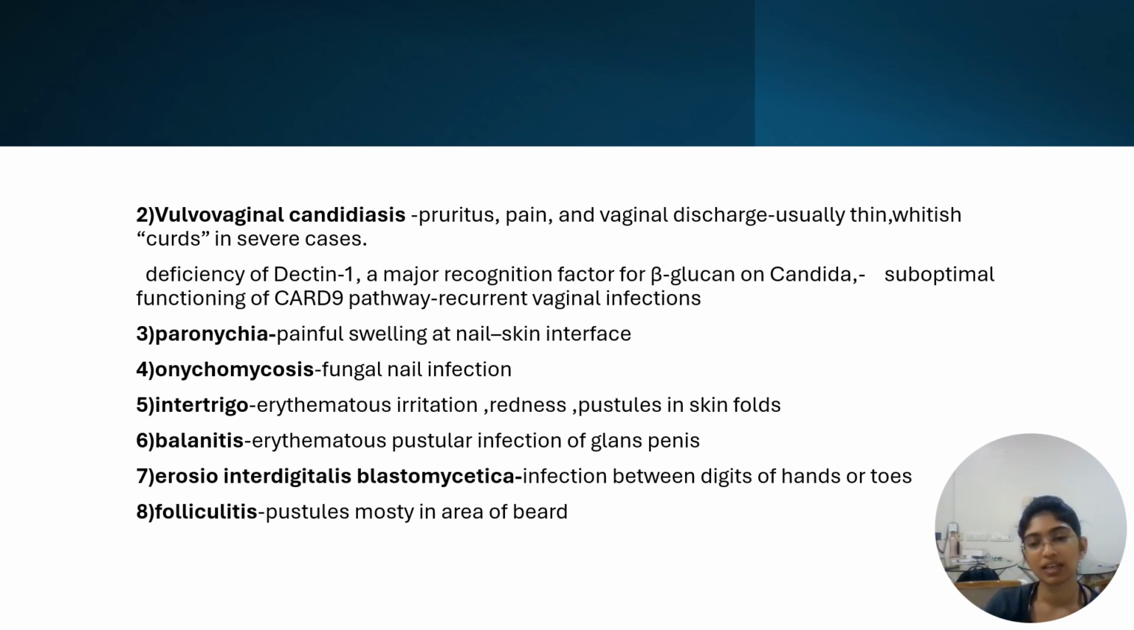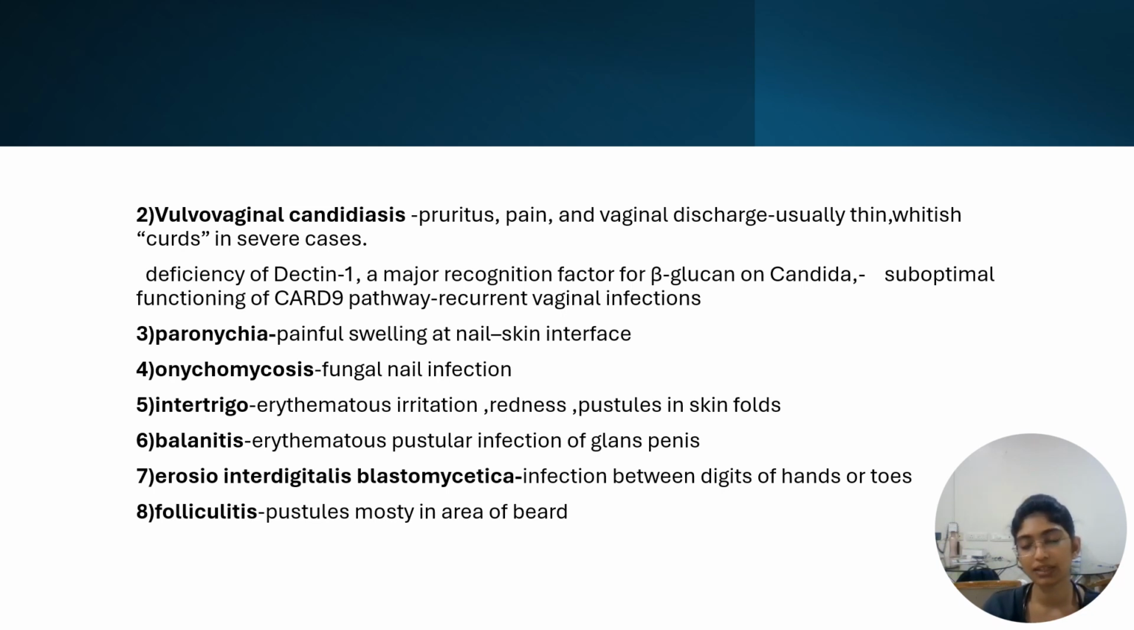Vulvovaginal candidiasis is characterized by pruritus, pain, and vaginal discharge, which is usually thin. But in severe cases, it may be characterized by whitish curds. In deficiency of dectin-1, there is improper functioning of the CARD9 pathway, which, as I said, is important in the defense against the pathogenesis of Candida. So, whenever there is deficiency of dectin-1, because of improper functioning of the CARD9 pathway, there is recurrent vaginal infection.